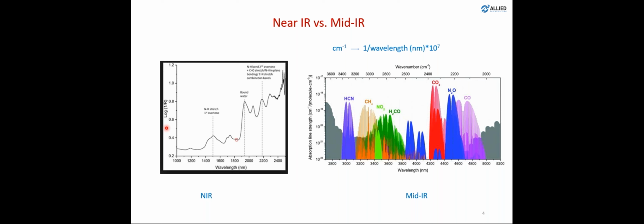For this reason, we will introduce chemometrics, which is a method of analyzing the NIR-IR spectra, because the information that you get is not straightforward.